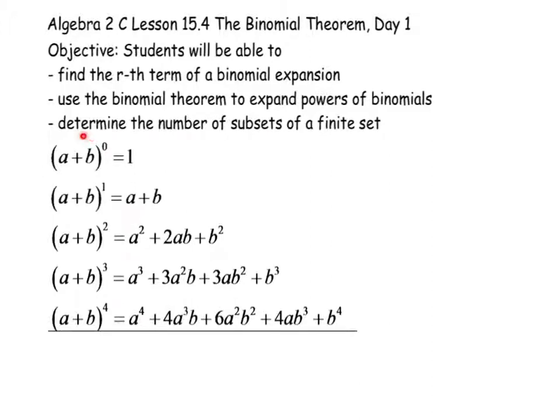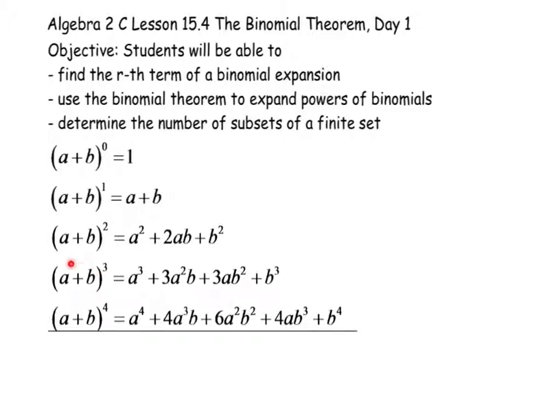If I have a binomial a plus b and I raise it to the 0 power, since any number to the 0 power is 1, the answer is 1. If I raise a plus b to the first power, I get a plus b. If I raise a plus b to the second power, from your previous studies, you know that it's a squared plus 2ab plus b squared.